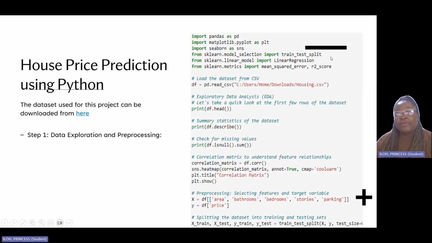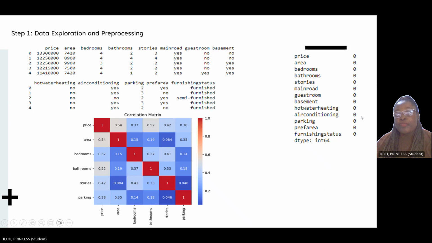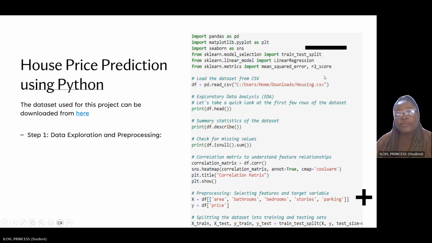So I'll go back here, and from here, you'll be able to see in the preprocessing aspect, we chose the area, the bathroom, the bedroom, the stories, and the parking. Then the Y, which is the target variable, is always the price. You can also see where we split the data, where the test set was 20%.